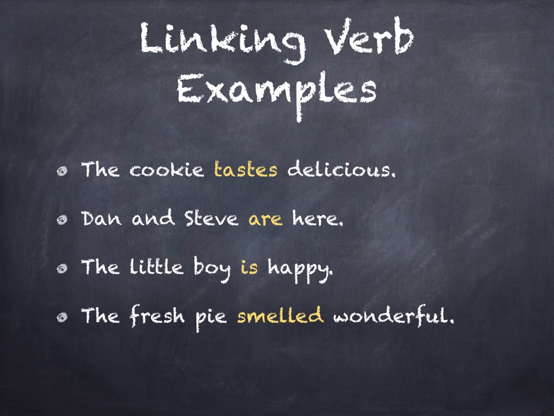Dan and Steve are here. Again, are is a form of to be, so that's a kind of a hint that you probably have a linking verb. But Dan and Steve, they are simply here, and that's describing them and where they are. So that is a linking verb, linking Dan and Steve to the word here. The little boy is happy. So the little boy, we're using the word happy to describe him. So is connecting the two of those together, and is also a form of be.